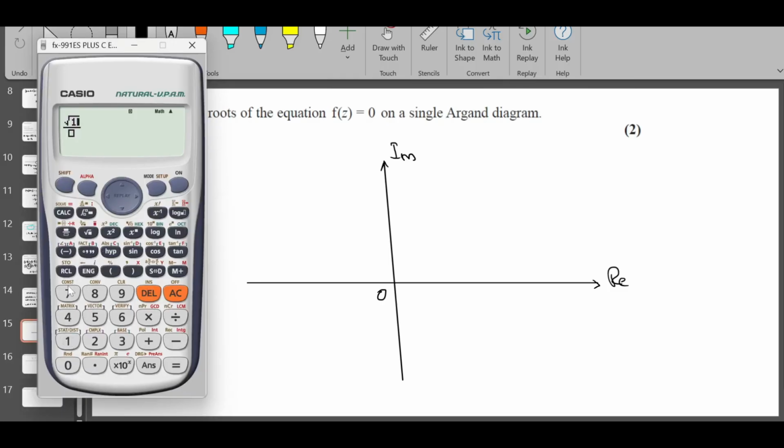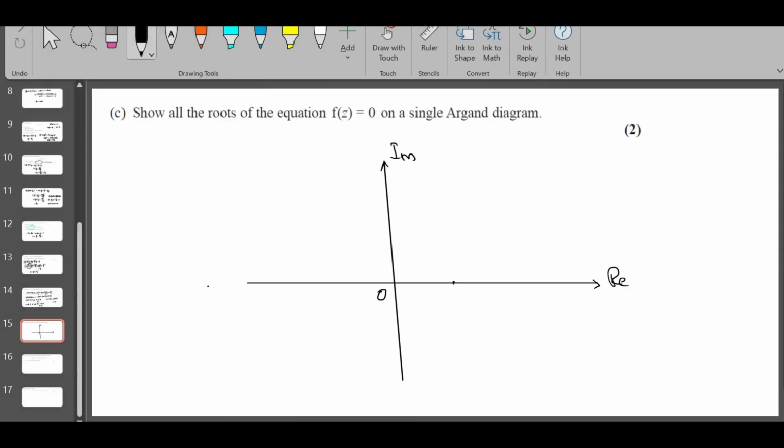Square root of 17 over 3 is 1.37. 2 over 3 is 0.6. Okay. So let's say 2 over 3 here. This is here. So this is 2 over 3 plus square root of 17 over 3 i. Just draw a line from the origin to this point. And then draw a reflection of the line here. That's going to be 2 over 3 minus square root of 17 over 3 i.